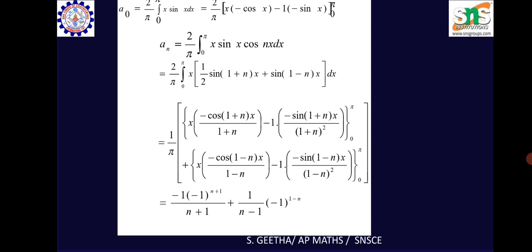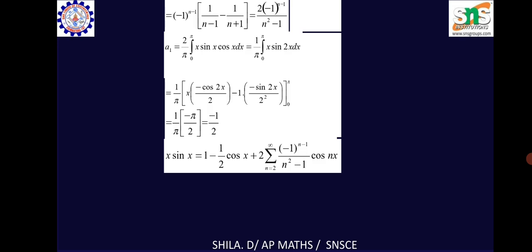After that, the multiplication will become plus. So, after integrating sine we get minus cos. Substituting the interval 0 to pi, we get the value minus 1 into (minus 1) to the power n plus 1 divided by n plus 1, plus 1 by 1 minus n into (minus 1) to the power 1 minus n. After that, by simplification we get 2 into (minus 1) to the power n minus 1 divided by n square minus 1. This value is only for n not equal to 1.